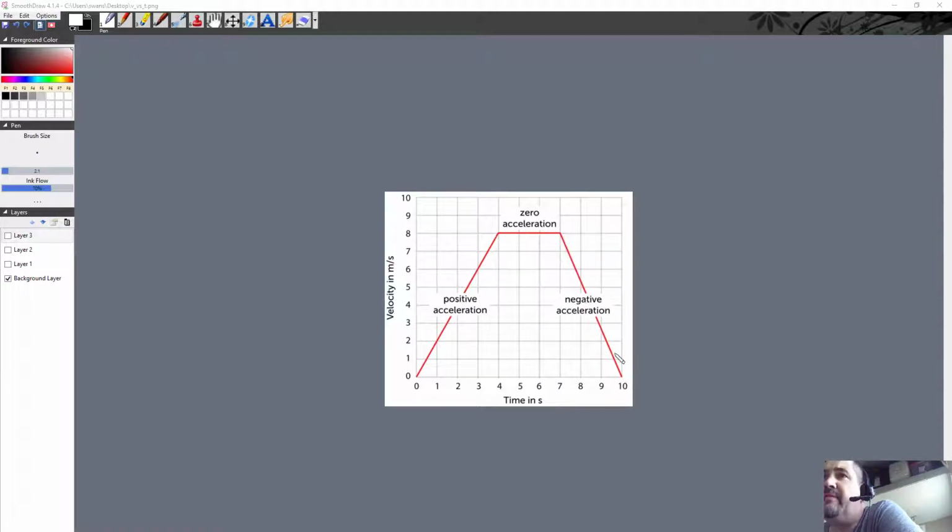And then we got negative acceleration. It just means you're taking away speed every second. That's all. So what is the acceleration here? All we have to do is do the rise. How much did it change its speed? Initial speed was 0. Final speed right here is 8. Okay, and how long did that take? 4 seconds.